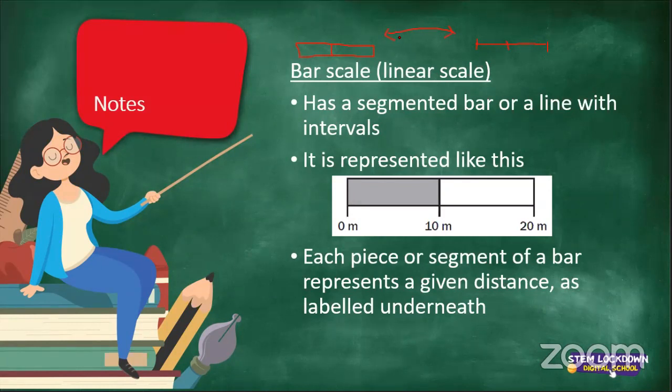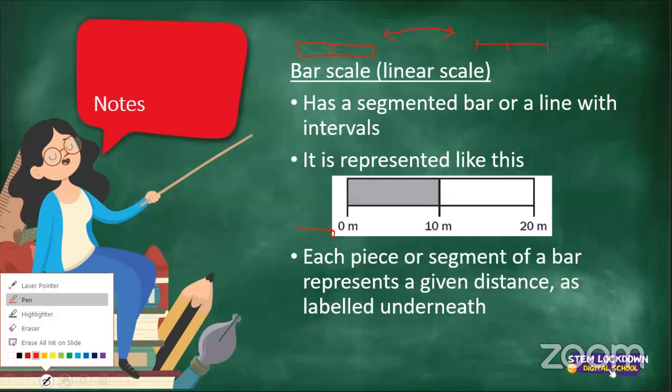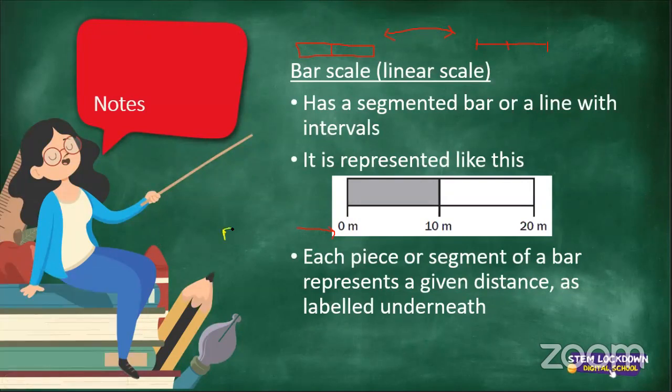In your exam, you can be given a line scale or bar scale, same thing. Okay, basically a bar has segmented bars, a line has intervals, as you can see there. You can see bars which are separated. Okay, it is represented like this. So there's your bar scale in this case. These values at the bottom, they represent the real distance. So these are real distance.